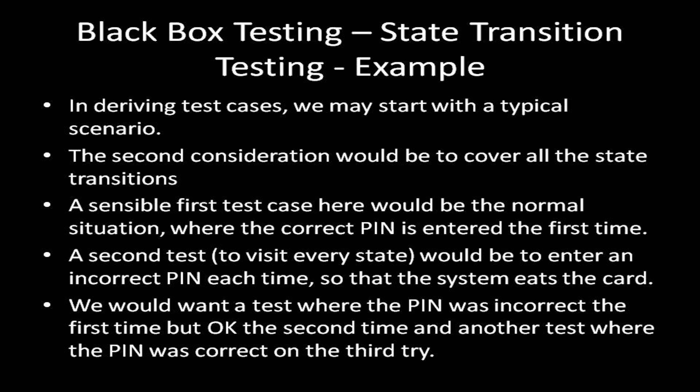In order to do that, we would want a test where the PIN was incorrect the first time, but okay the second time, and another test where the PIN was correct on the third try. These tests are probably less important than the first two. Note that a transition does not need to change to a different state, although all of the transitions shown above do go to a different state. So there could be a transition from access account, which just goes back to access account, for an action such as request balance.